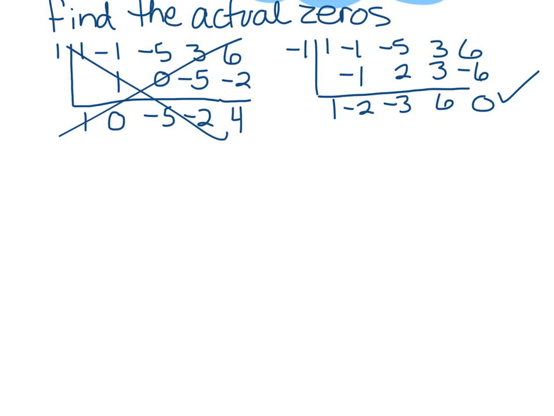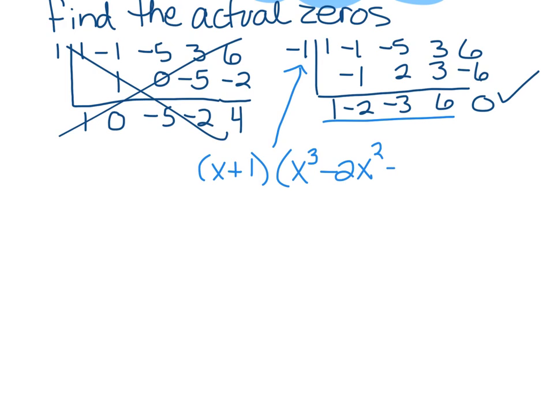Scoot that up so we can see. So we know that one of our zeros is negative 1. The factor that goes with the zero of negative 1 would be x plus 1. And then the rest of this is going to be x to the, now it's the third because it's 1 power lower, minus 2x squared, minus 3x, plus 6. Okay, so we have factored this down a step.